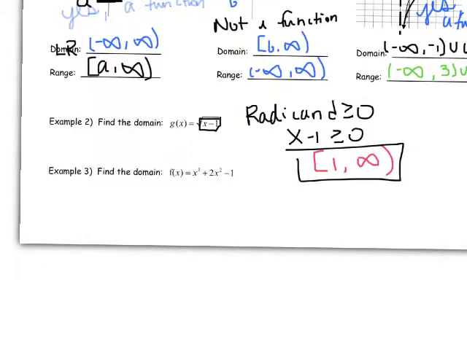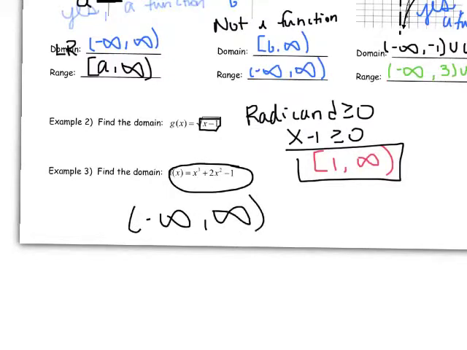Okay? All right, on example 3, x cubed plus 2x squared minus 1. This is what's called a polynomial. A polynomial is just a degree term, x to some degree. And polynomials have all real numbers for their domain.